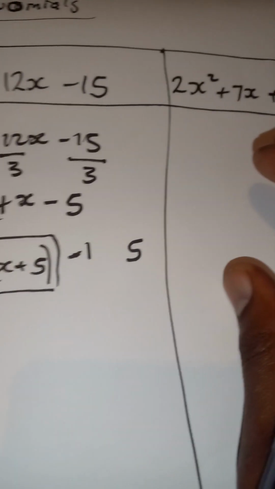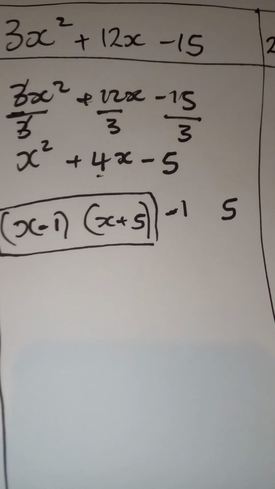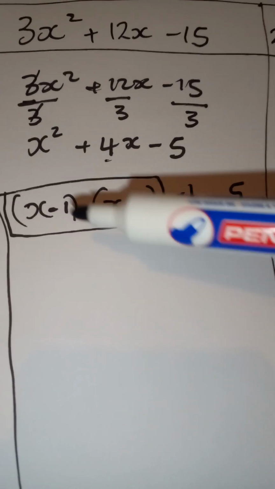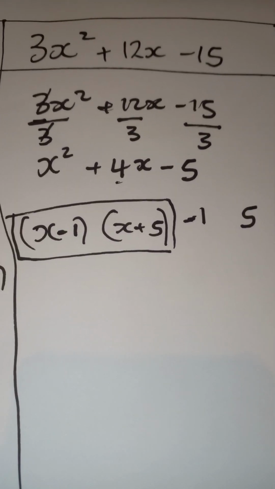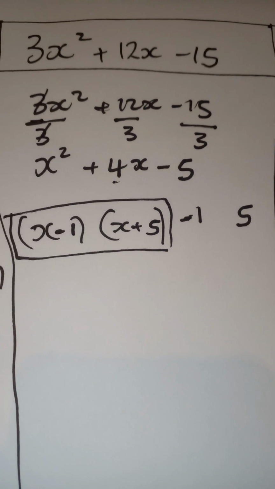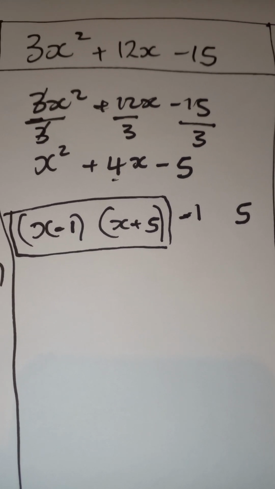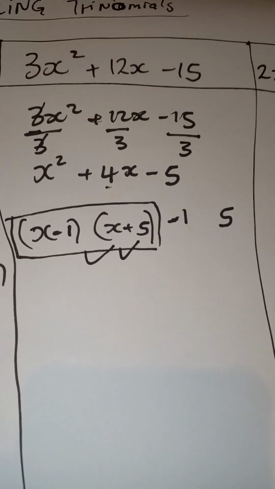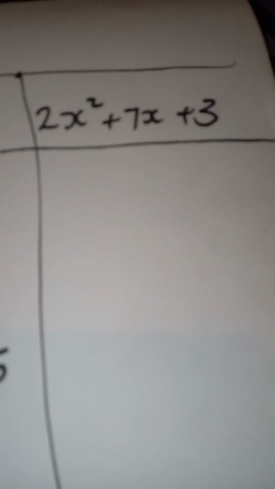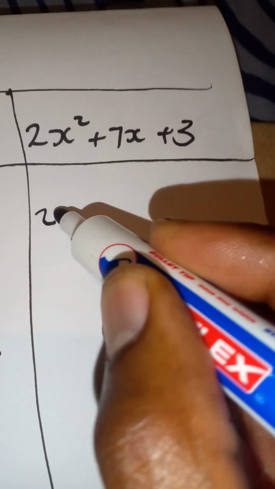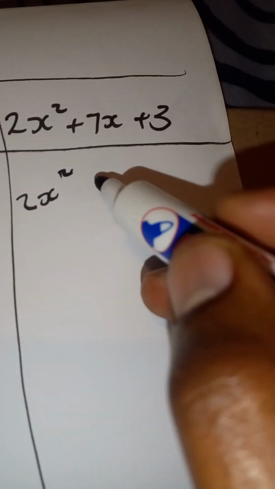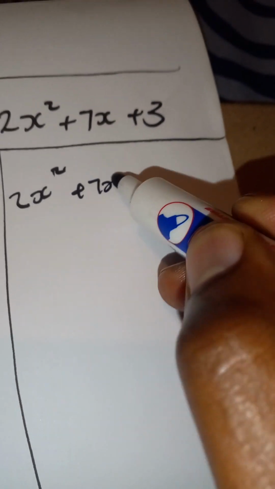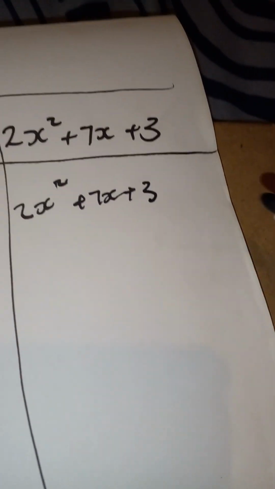Okay, so we remember we were doing this one. Our final answer was x minus 1, then into the bracket of x plus 5. So this is our answer here. Okay, so let us do the last one, guys. You are given now 2x squared plus 7x plus 3.